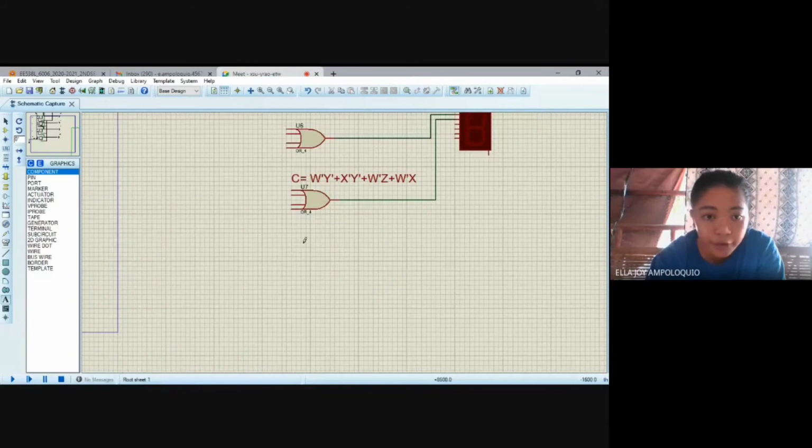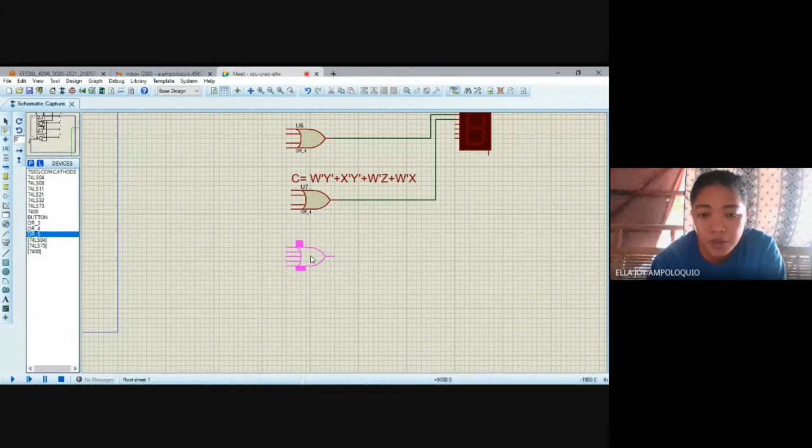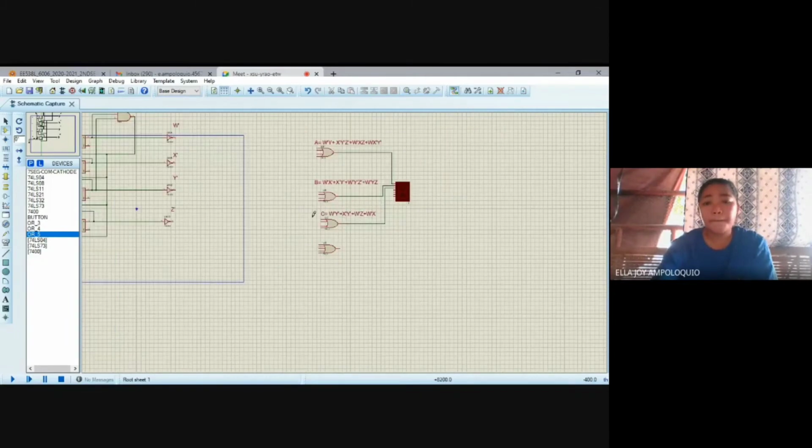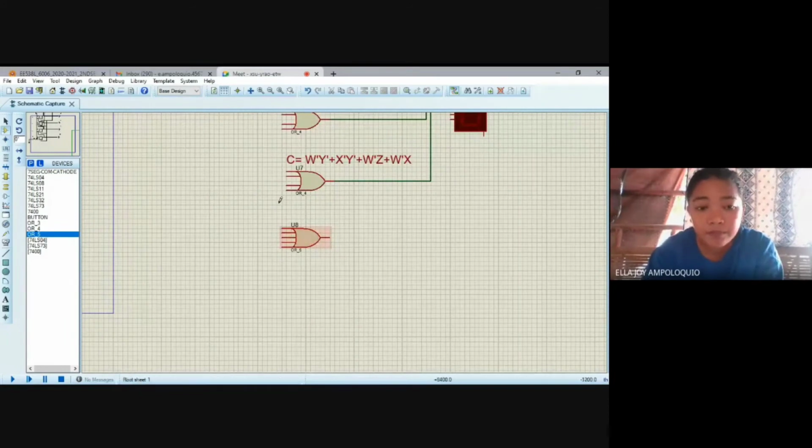Then for the fourth equation, we have 5 inputs. So I will use the OR gate with more inputs so that I will use fewer gates. It's messy if there are so many, and it's hard to trace the connections if I have to check later.